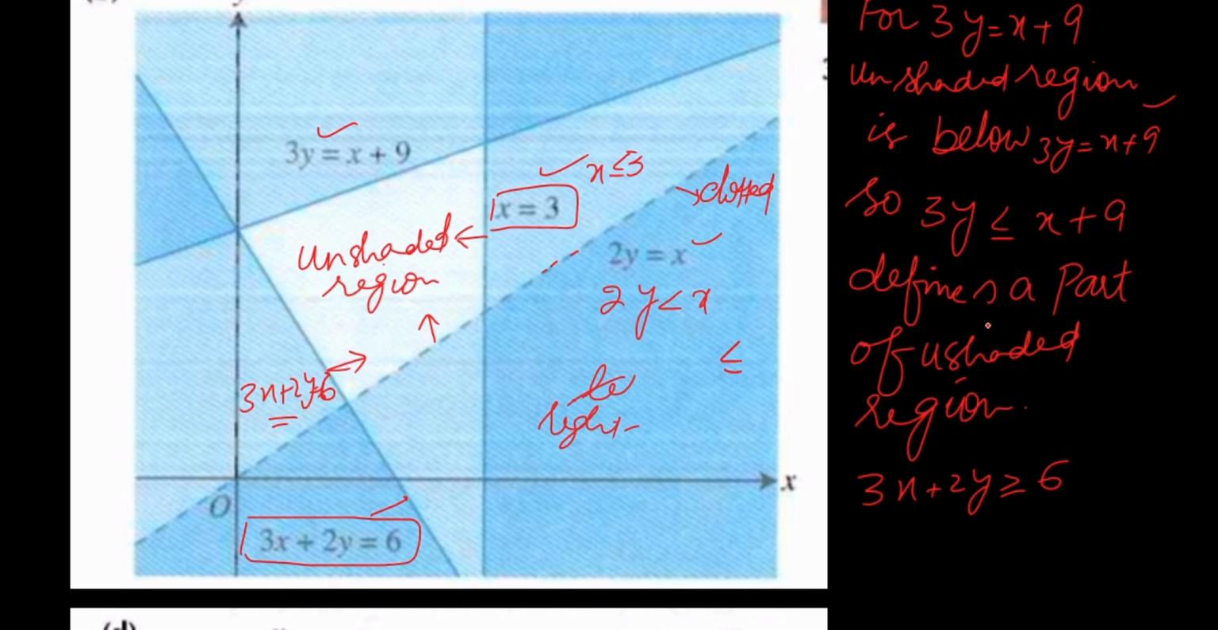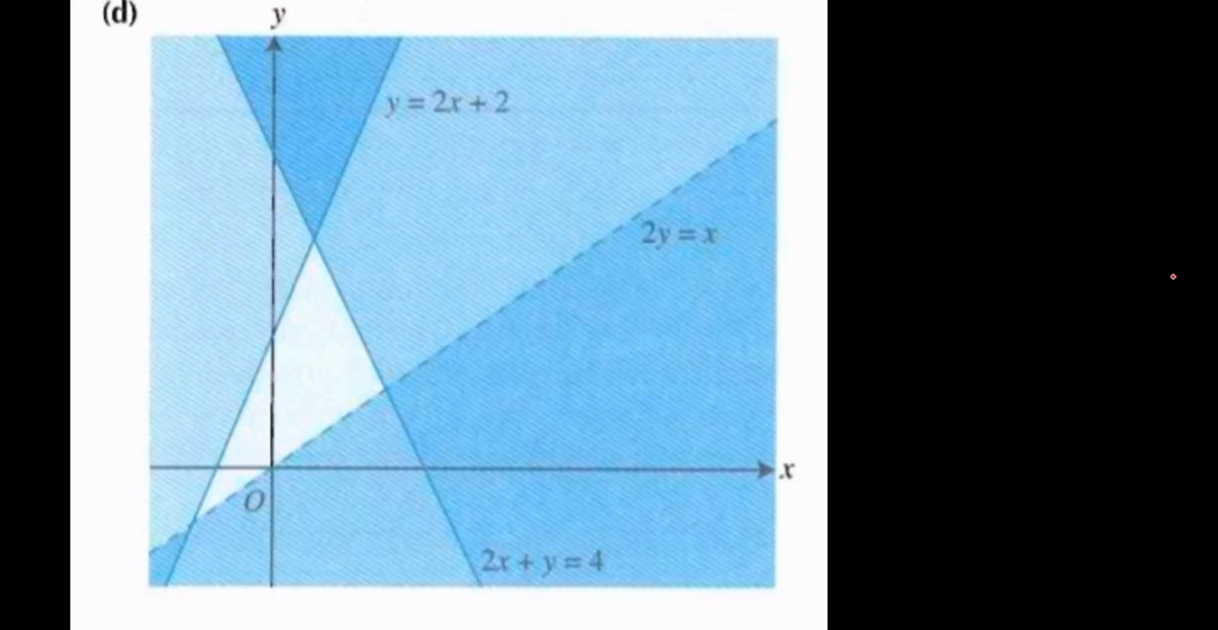Hence, the four inequalities that define the unshaded region are: the first one is 3y less than or equal to x plus 9. The second one is 3x plus 2y greater than or equal to 6. The third one is x less than or equal to 3, and the fourth one is 2y less than x. So this system of linear inequalities forms the unshaded region. Next one, this is the D part.